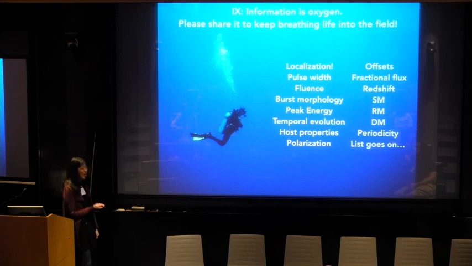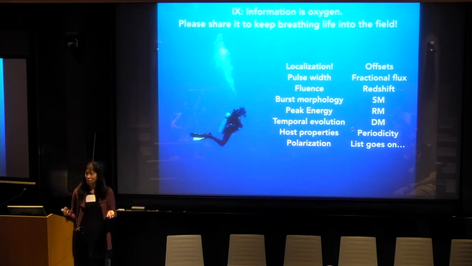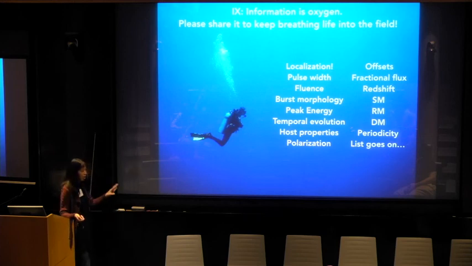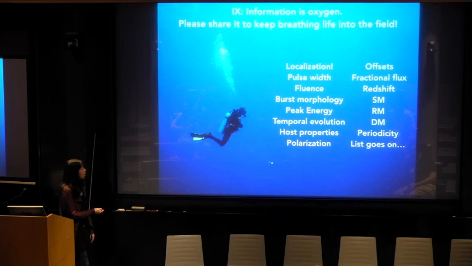Okay. I promised philosophy. Information is oxygen. Please share it to keep breathing life into the field. I'm pretty jealous that the FRB community has so much information, even from the pulse itself and from the polarization, just the immediate information you can get from the initial signal, let alone the host galaxy properties that localizations provide. I'm really excited to see what correlations arise, if any, between these various properties so that we can understand more about the progenitors. And please share this information if you have it.